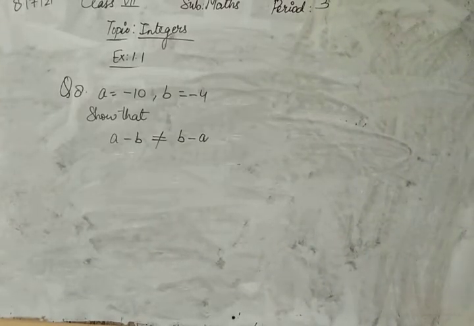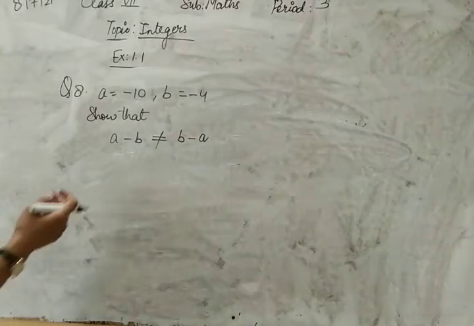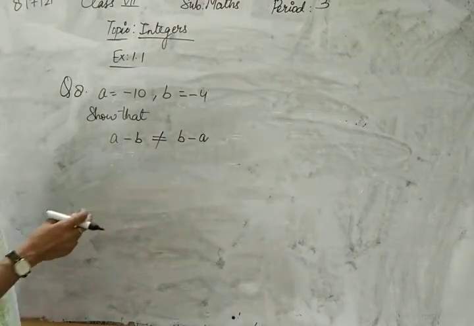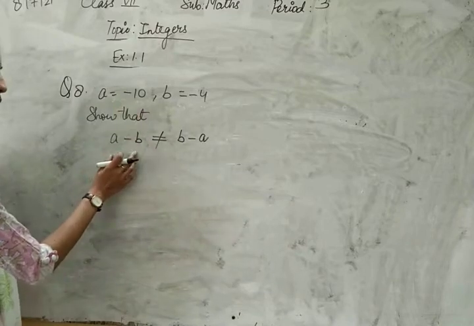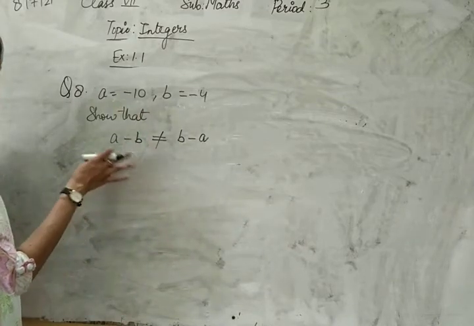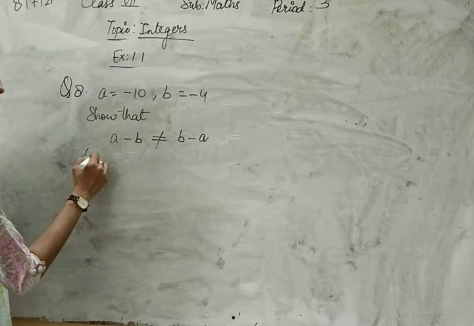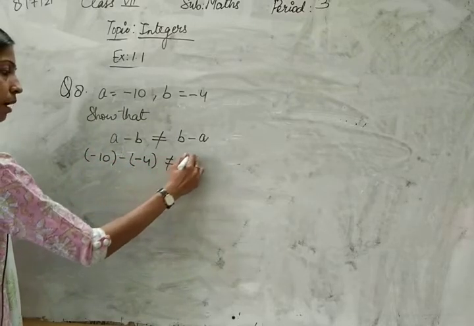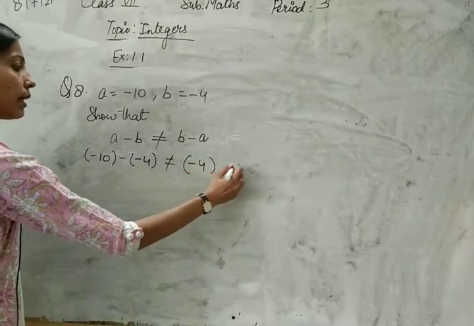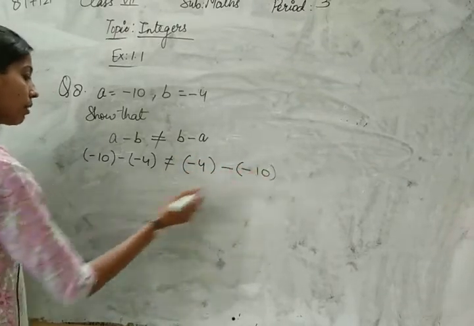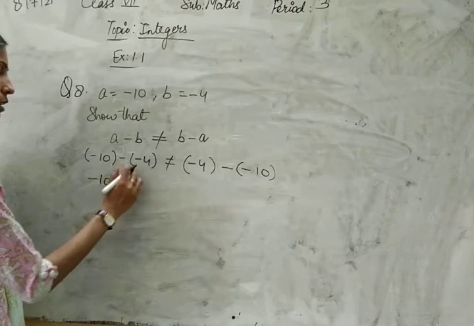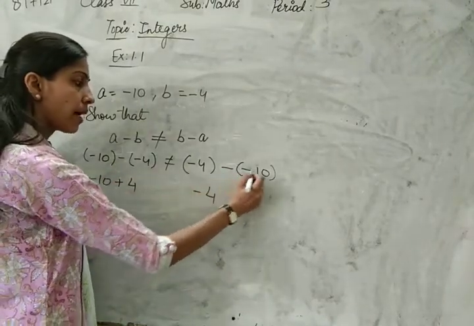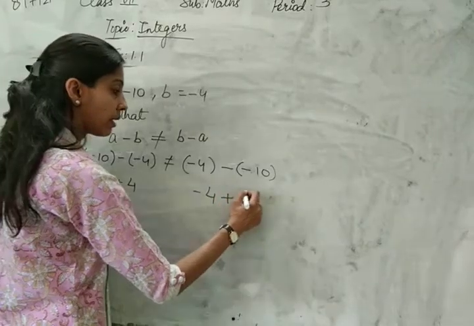In the 8th question, आपको a की वैल्यू दे रखी है, b की वैल्यू दे रखी है, and you have to show that a minus b is not equal to b minus a. Simply put the values of a and b in the equation and solve. A is given minus 10, b is given minus 4. Minus 10 minus minus will become plus 4.